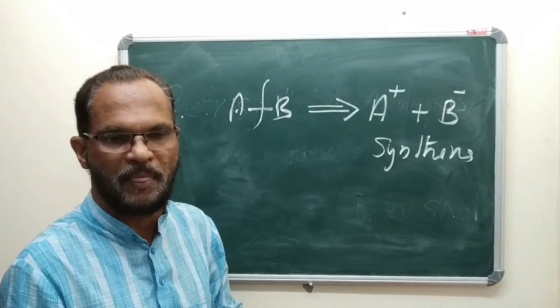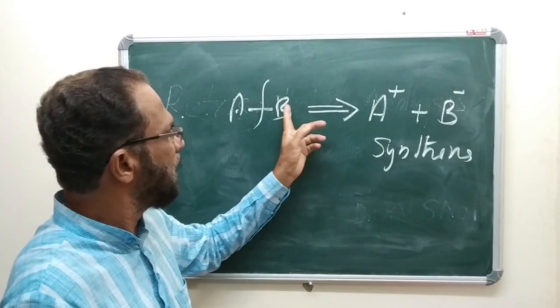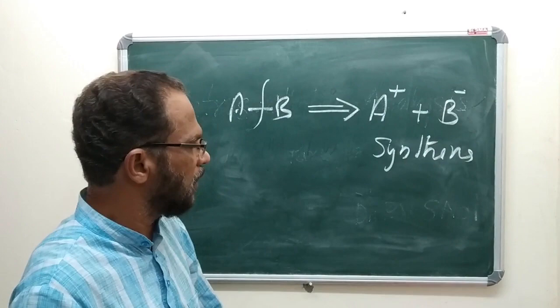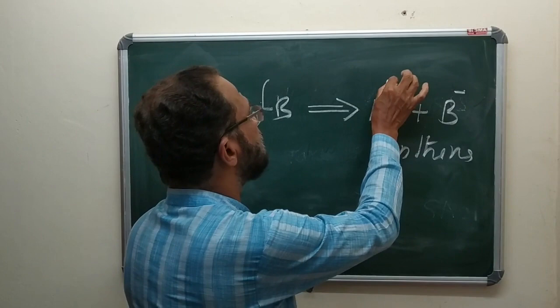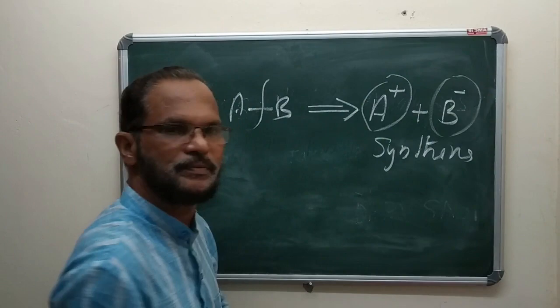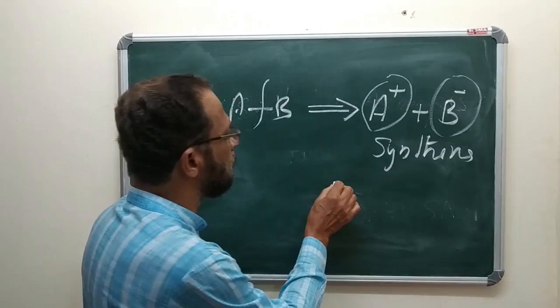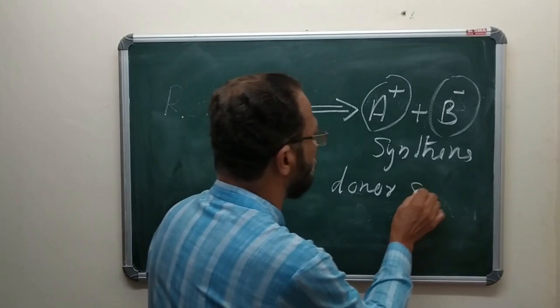Then this cleavage is basically heterolytic in nature. A heterolytic cleavage of the bond forms A plus and B minus ions. These are called synthons. This synthon carries a positive charge and this carries a negative charge. Depending on the negative charge, we can again call it a donor synthon, D-O-N-O-R, donor, and acceptor synthon.